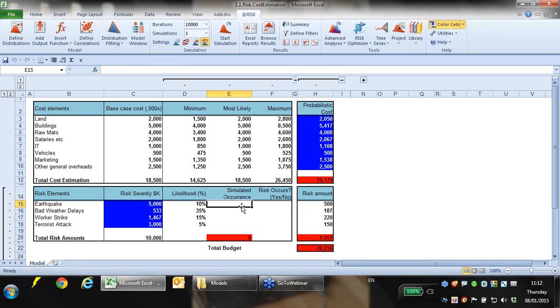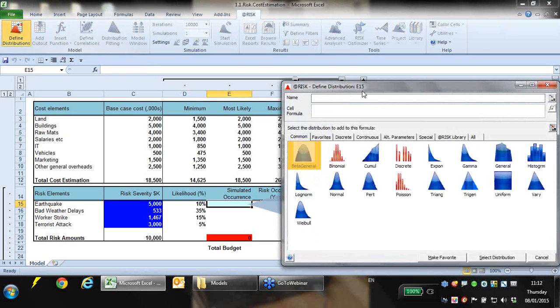And so what we're going to do with that risk is simulate the likelihood, and we're going to tie that into the severity to get this conditional relationship between the two. So I'm going to go to define distributions.